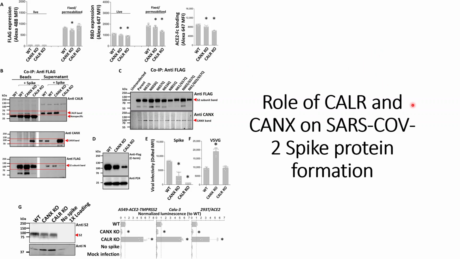In this video, we will continue our discussion about SARS-CoV-2 spike protein. Here, we will understand the study that has been done between intracellular chaperones, that is calnexin and calreticulin, and the spike protein of SARS-CoV-2 or VLP particles, that is virus-like particles. The study was done to understand the role of calnexin and calreticulin in the formation of the SARS-CoV-2 spike protein.